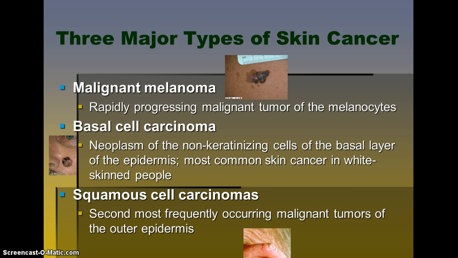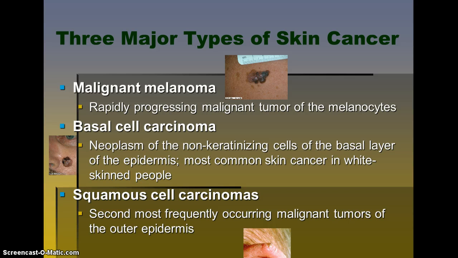There are 3 major types of skin cancer that we need to worry about too. So there would be malignant melanoma. This would be a rapidly progressing, malignant tumor of our melanocytes. Remember, melanocytes are in the skin. They're what gives us our skin pigment, right?